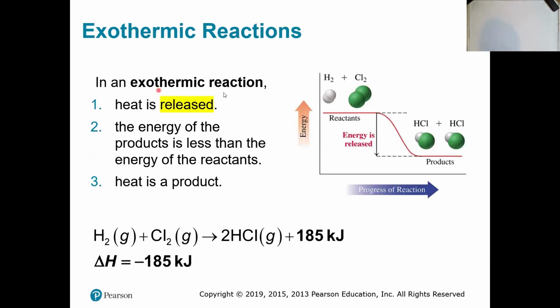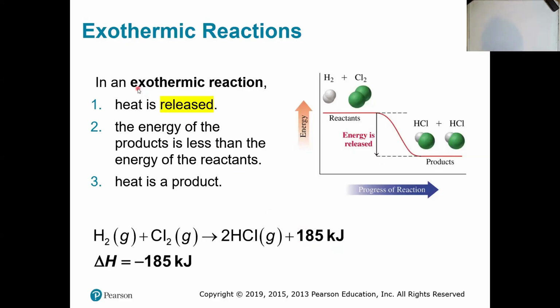When we have an exothermic reaction, heat is going to be released as a product. So what we're going to see in these situations, if you're looking at an actual chemical reaction, you'll notice that heat is going to be put on your product side of the reaction. Think about it like this: in an exothermic reaction, the heat is exiting your reaction.